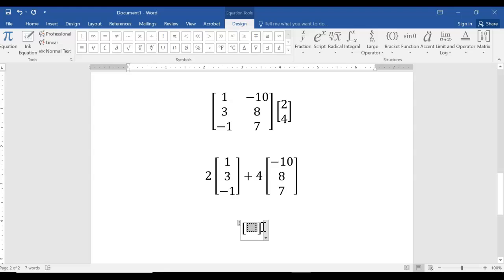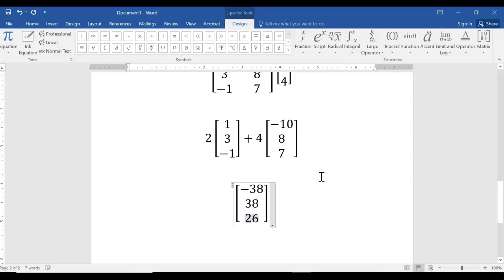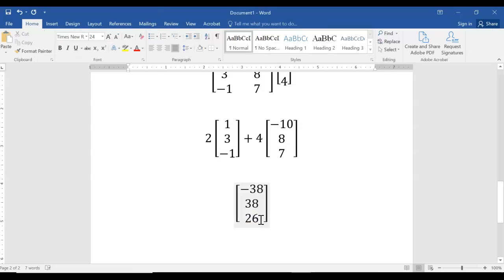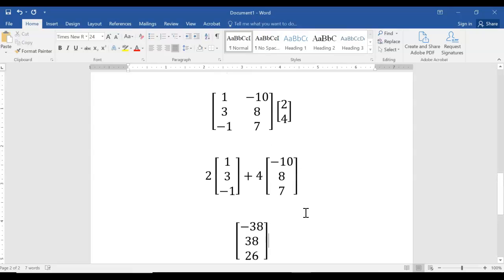In fact, you could probably do it all in one step here if we like. I'm going to do that. 2 times 1 plus 4 times negative 10 is negative 38. 2 times 3 plus 4 times 8, just punch that into your calculator, is positive 38. And then 2 times negative 1 plus 4 times 7 is 26. So when you multiply this matrix times this vector, you get out the vector negative 38, 38, 26. Okay, so that's what matrix multiplication does.